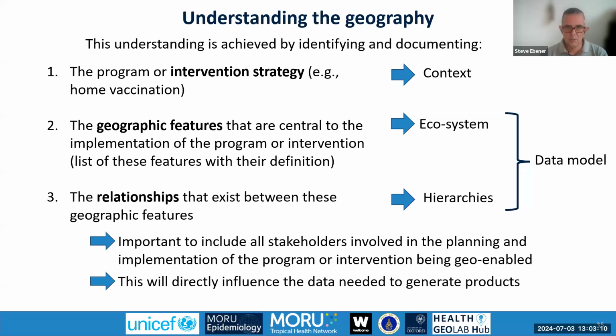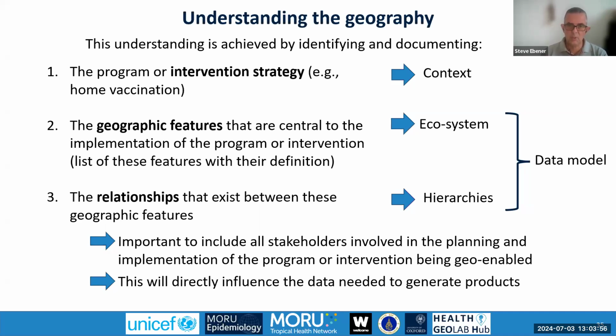For today, let's look at what we mean by understanding the geography of a specific program or intervention and how we proceed to obtain such an understanding. We achieve this understanding by identifying and documenting three components, if you wish. The first one is the understanding of the program or intervention strategy, right? What is being used as the strategy by the program or the intervention in order to reach its objectives. This is what will give the general context for the geography of the program or intervention.